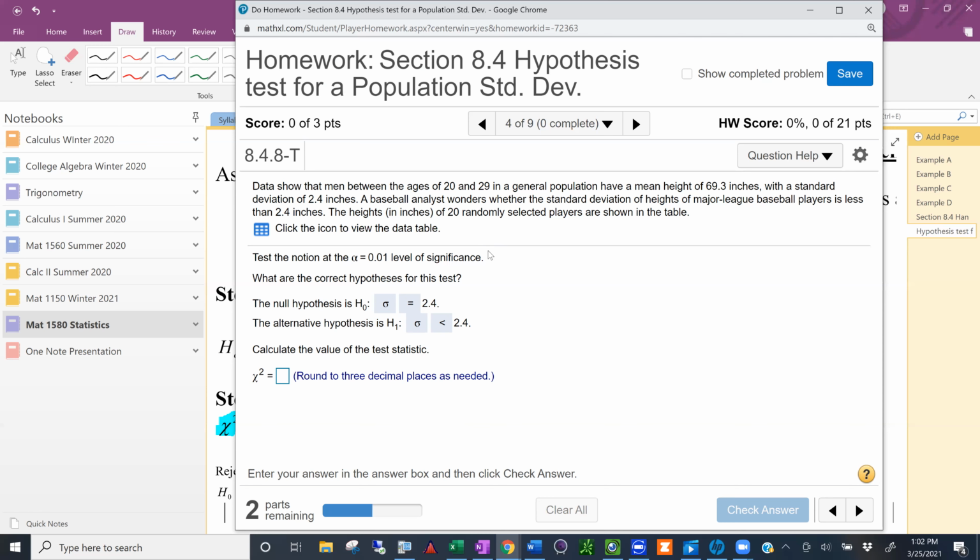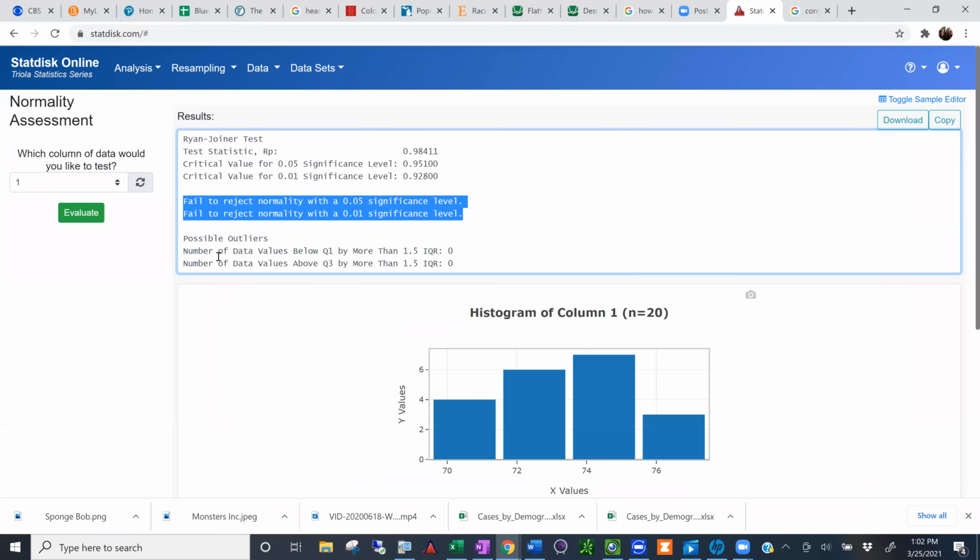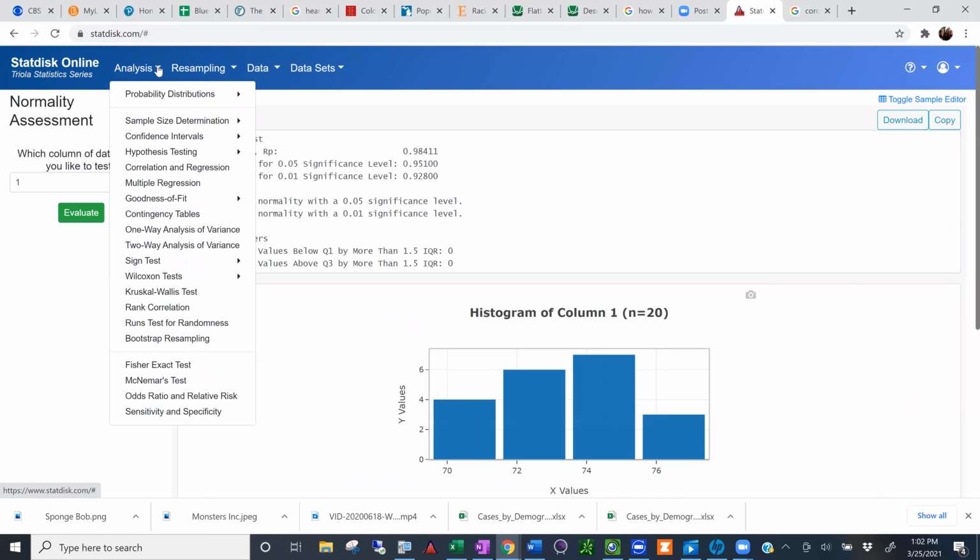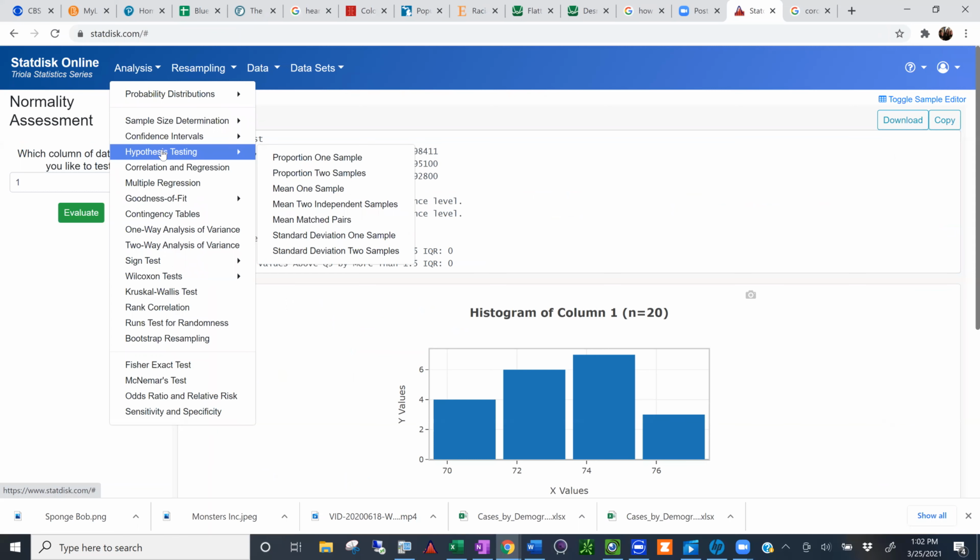Step 3 was to enter the data. We did that. So step 4, we got to obtain our chi-square value, and from that we can get a p-value. So this is where I'm going to hold my breath. Hope that all works out good. Let's go to analysis, hypothesis testing, and then down to standard deviation 1 sample. So once again, it's analysis, hypothesis testing, standard deviation 1 sample.